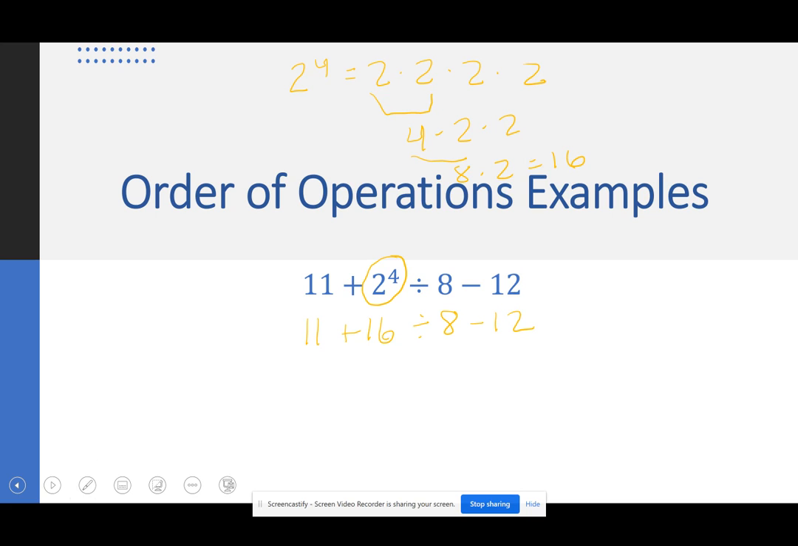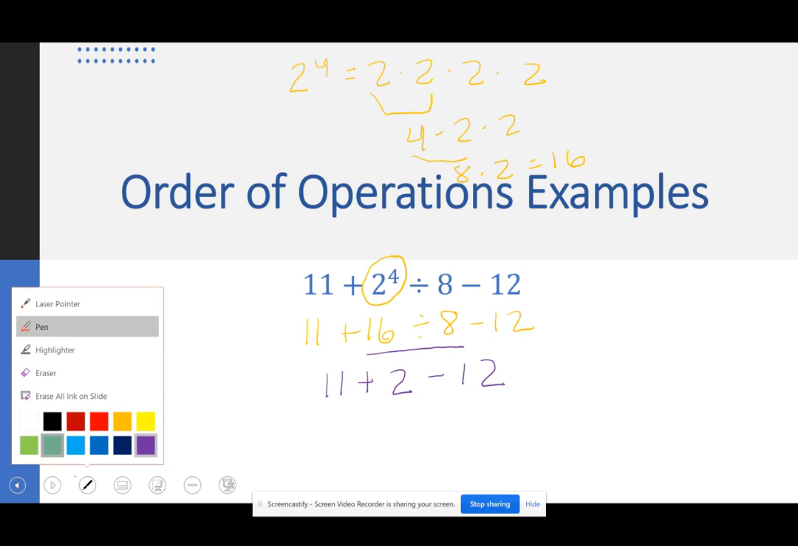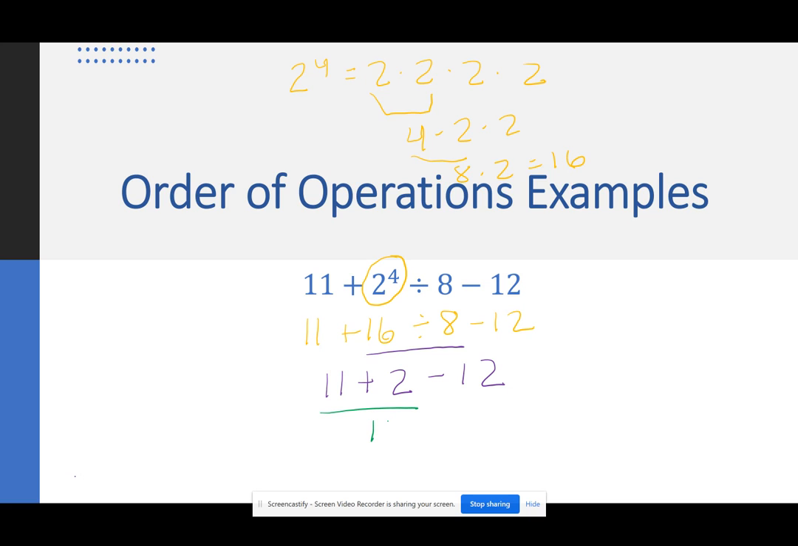Next, we're going to do any multiplication and division from left to right. So I see 16 divided by 8. 16 divided by 8 is 2. And then you do your addition and subtraction from left to right. So 11 plus 2 is 13, minus 12. And 13 minus 12 is just 1.